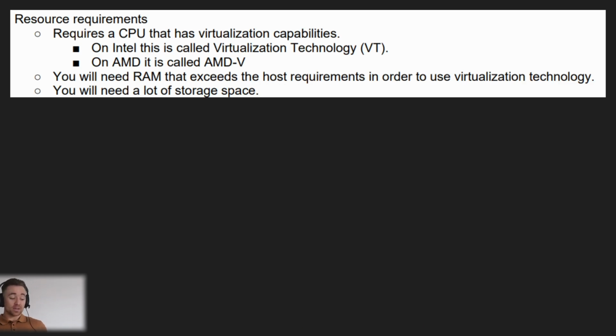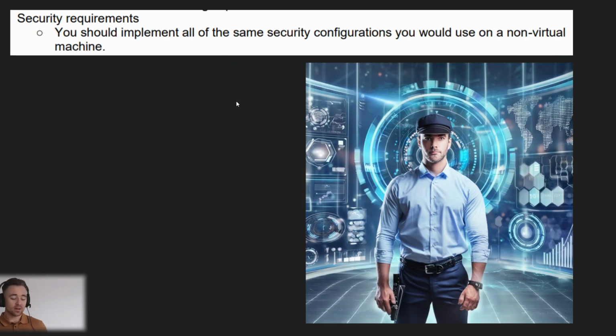Now, resource requirements. A CPU must have virtualization capabilities in order for you to use virtualization technology. On Intel, this is VT, or virtualization technology, quite literally named. And on AMD, it is called AMD-V. It's important that you know what those are called. You may very well get a question on those. You will also need to make sure that you have RAM that exceeds the host requirements in order to use virtualization technology, and you'll need a lot of storage space as well. Now, this is a follow-up on what I was talking about at the beginning of this one: security requirements.